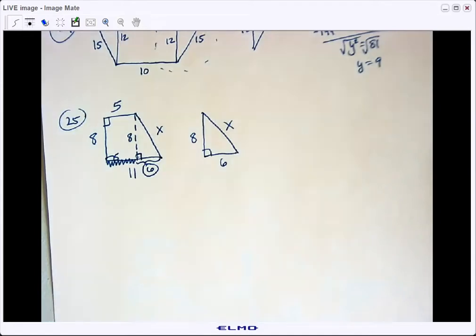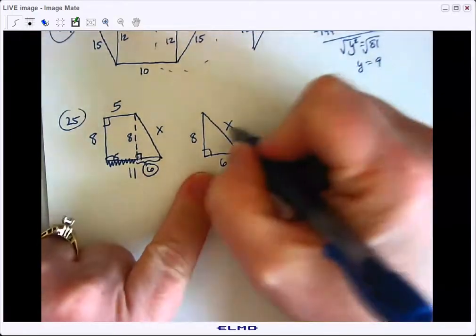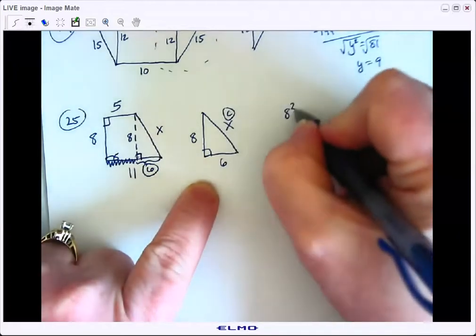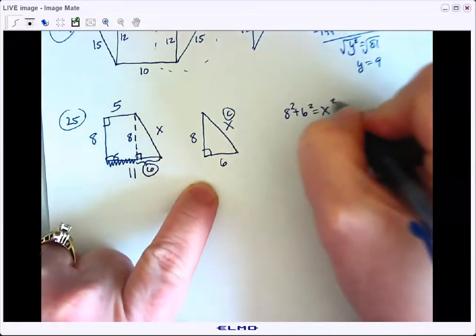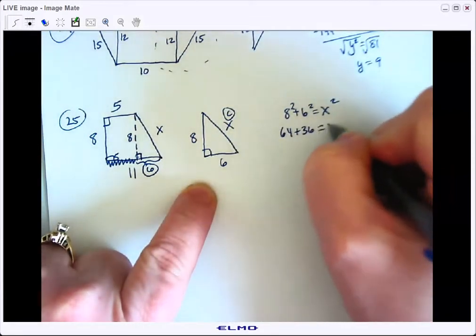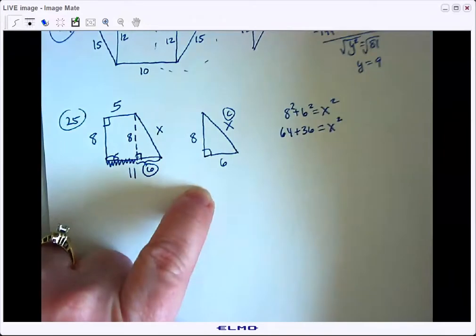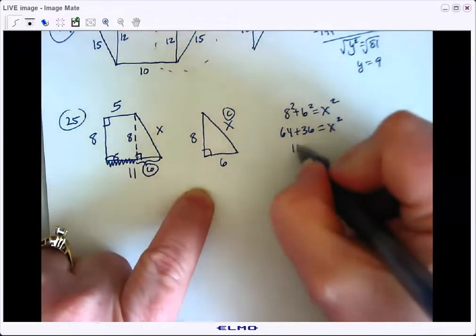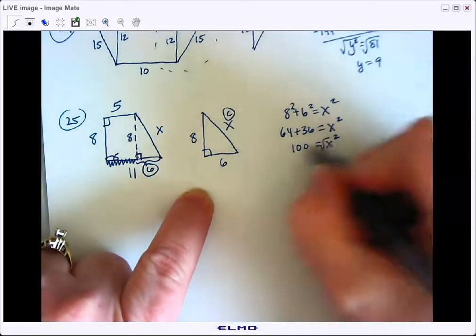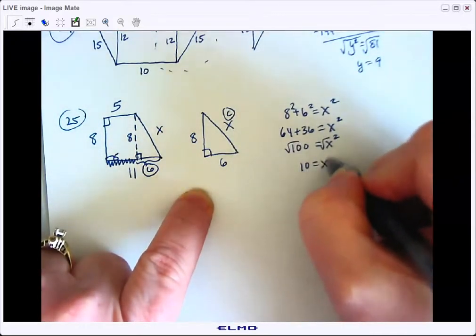Nice. Alexander's got it. Okay, good. A lot of people got it. So this becomes my c, my x is c. So 8 squared plus 6 squared equals x squared. 64 plus 36 is equal to x squared. So if you add these two together, we get 100 equals x squared. And then square rooting both sides, I get 10 equals x.